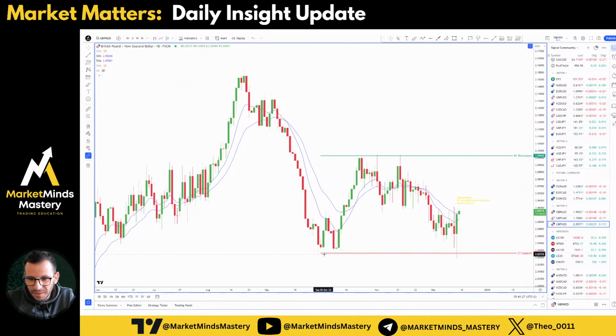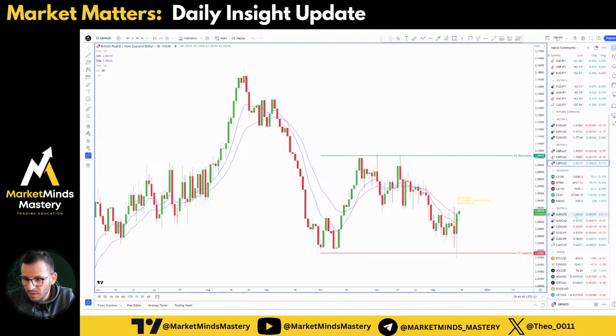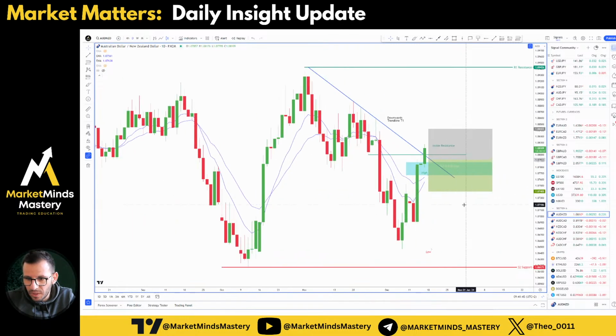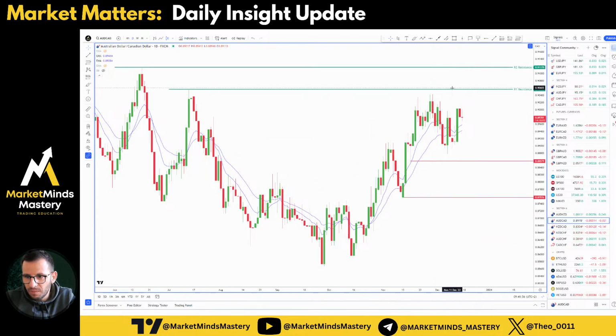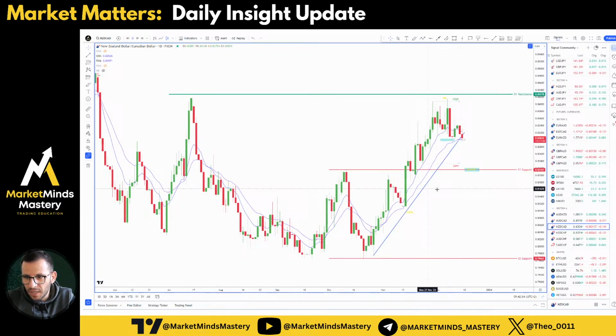Pound New Zealand, price bounced from the support. I'm not looking to take trades here. It's a little bit messy. Australian dollar, New Zealand, I'm looking to see some kind of reversal price action here to trade short on this one. Australian dollar, Canadian dollar, price made a higher high, got rejected from this resistance, but nothing for now. New Zealand, Canadian dollar, the same.